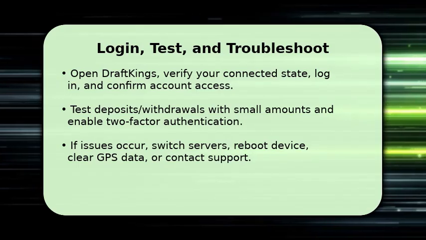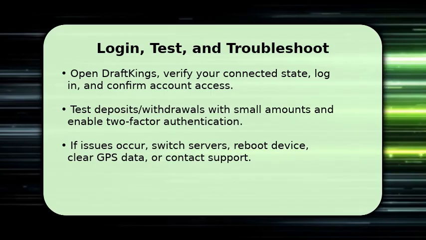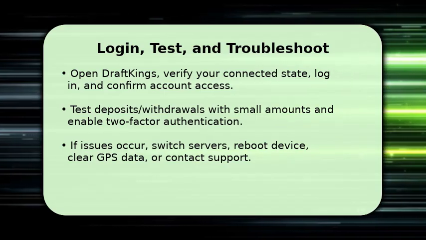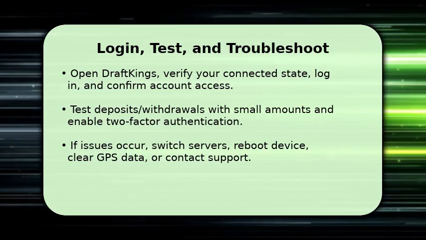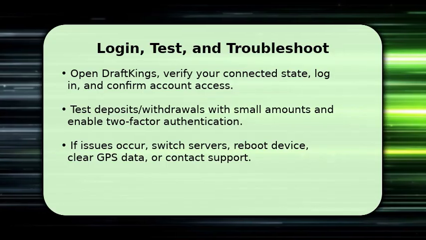If DraftKings blocks access or flags location, switch to another nearby permitted server, reboot your device, clear location and GPS data, and restart the app. If problems persist, contact VPN support for server suggestions and DraftKings support for account questions.